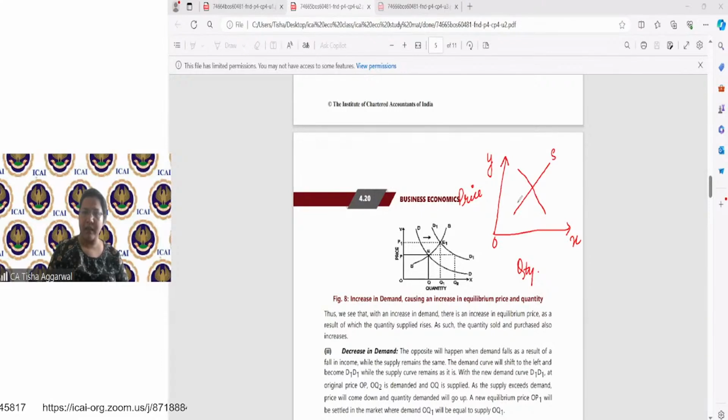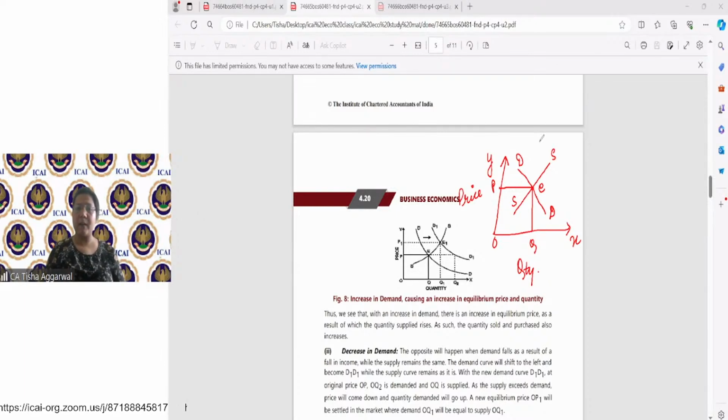This is your supply curve. This is your demand curve. This is your equilibrium point. This is your equilibrium quantity. This is your equilibrium price. Perfect up till here? I am sure, yeah, no doubt up till here.